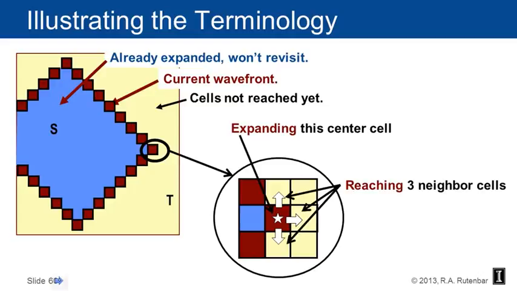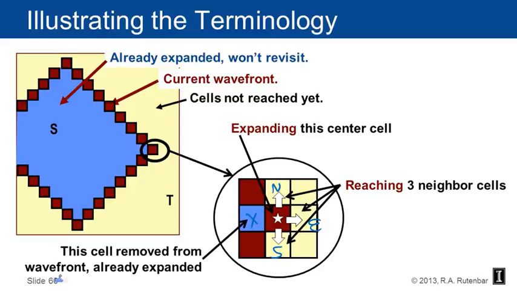What neighbors are we reaching? These 3 neighbors. We are reaching its north neighbor, its east neighbor, and its south neighbor. Are we reaching its west neighbor? No, we are not. Put a big X over there. Why not? We've expanded that cell. We've already reached it. We got there already. We don't need to get there again.